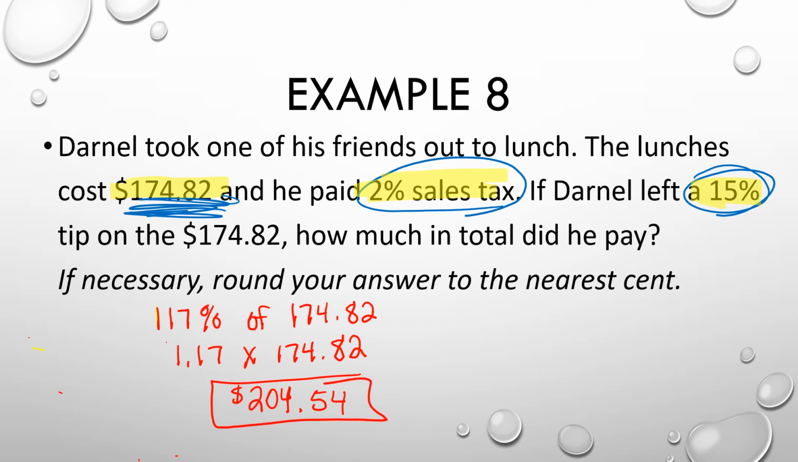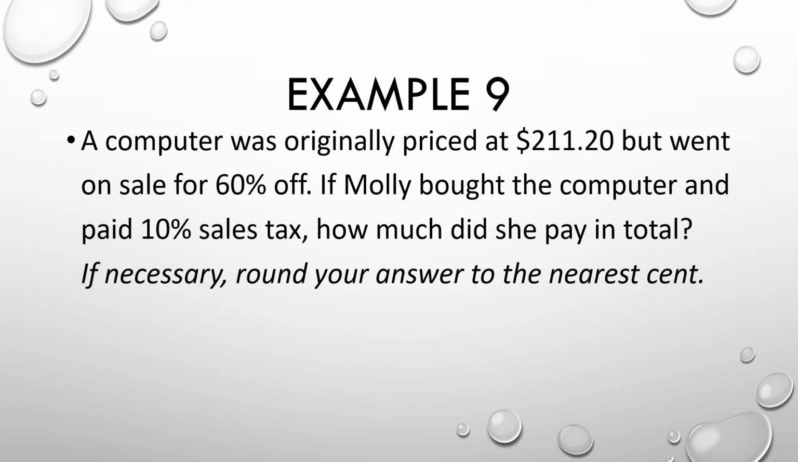Again, if you just wanted to do 2% times 174.82 and find your amount of tax, and then do 15% times 174.82 and find your tip, and then go back and add those two amounts to 174.82, you will still come out with this 204.54. Pause your video and try example 9.